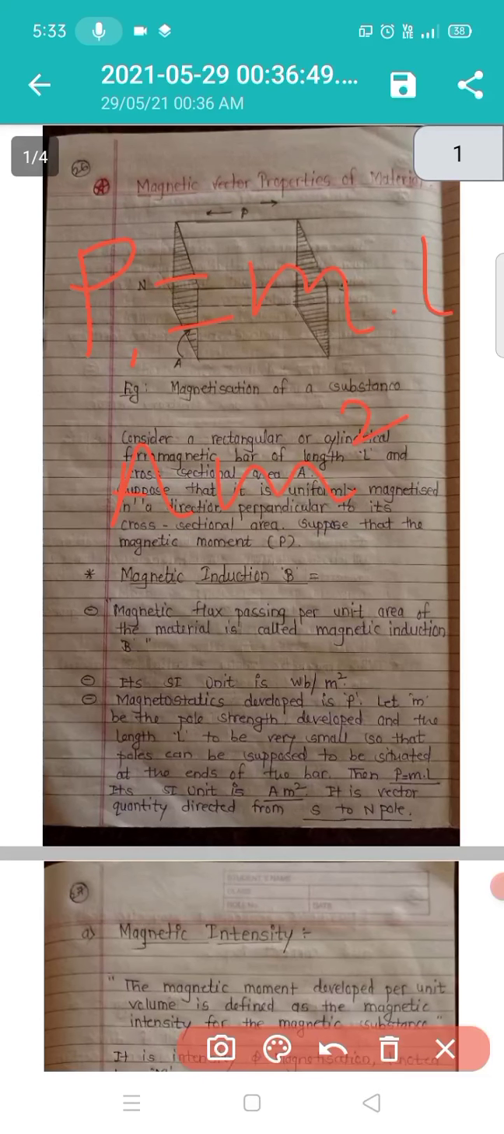It is a vector quantity directed from the S pole to the N pole. Okay, this is regarding the magnetic induction.